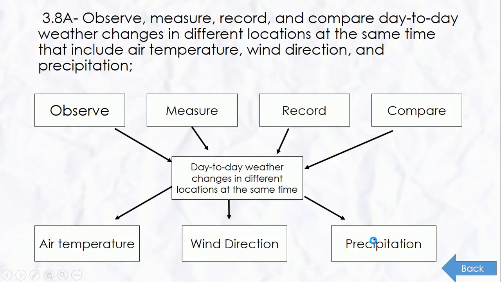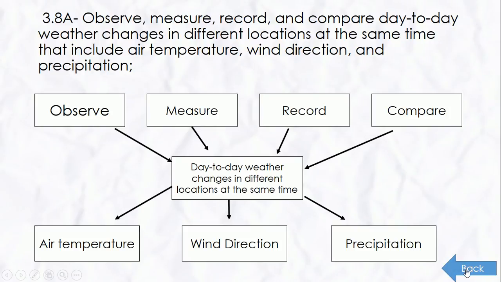and precipitation. Being able to diagram a standard in this way gives the teacher a visual way to see how many different ways it needs to be taught. If we follow all of the paths, we can see that the students will need to observe day-to-day weather as air temperature. They will observe day-to-day weather as wind direction, and observe day-to-day weather as precipitation. They will also need to measure, record, and compare day-to-day weather in all of these different ways. This is a very full standard that will take quite a bit of planning.